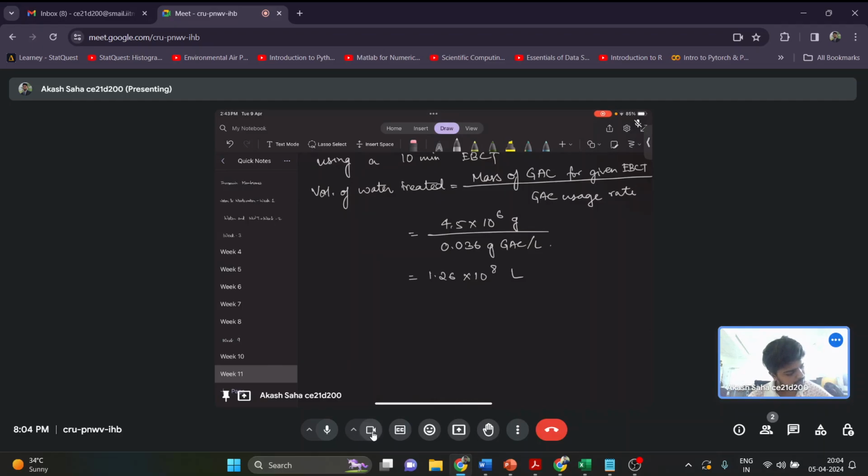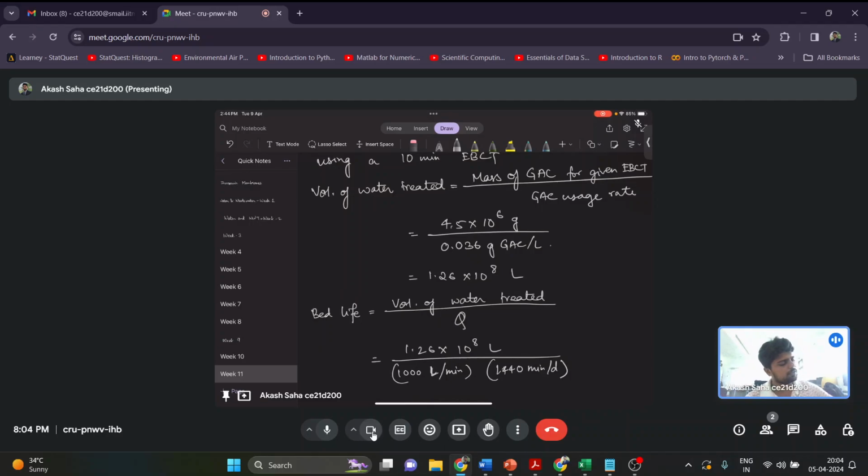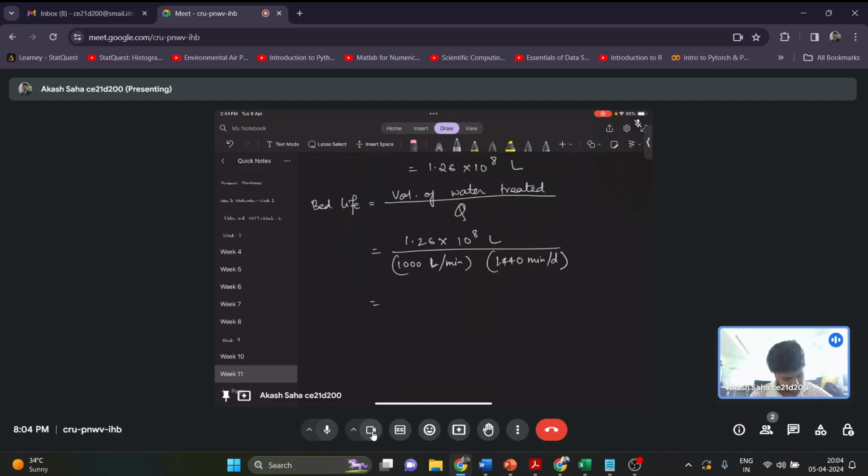And at last, the bed life will be equal to the volume of water treated divided by the flow rate. So 1.26 into 10 to the power 8 liters divided by 1000 liters per minute into 1440 minute per day. So we'll just change the minutes into days. So it will be 87.5 days.